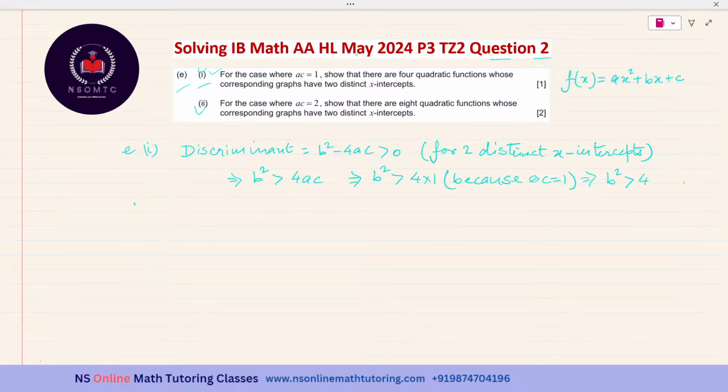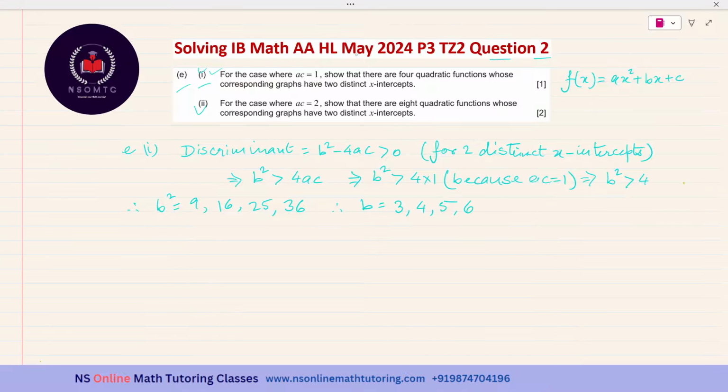So the b square values will be 9, that is 3 square, 16, which is 4 square, 25, which is 5 square, and 36, which is 6 square. These are the 4 values that can be taken for b square, which are greater than 4. Okay, therefore b will be equal to either 3 or 4 or 5 or 6.